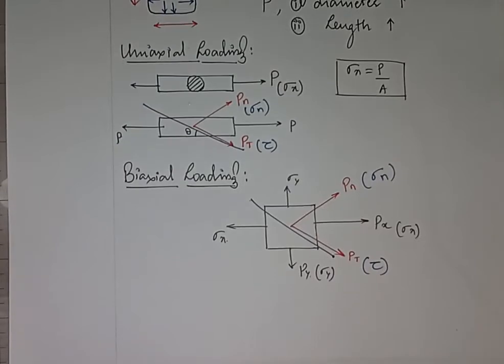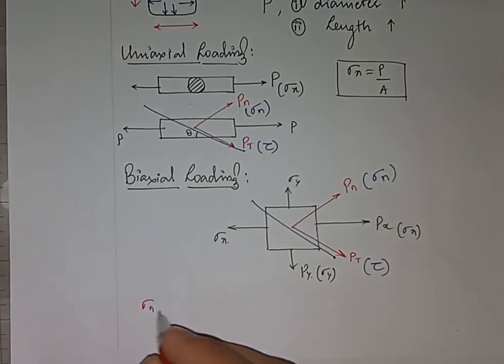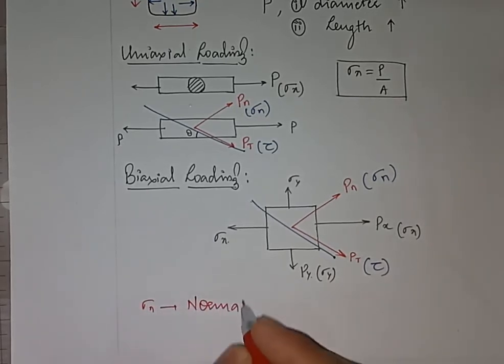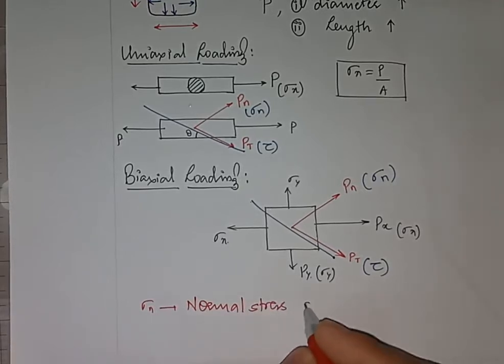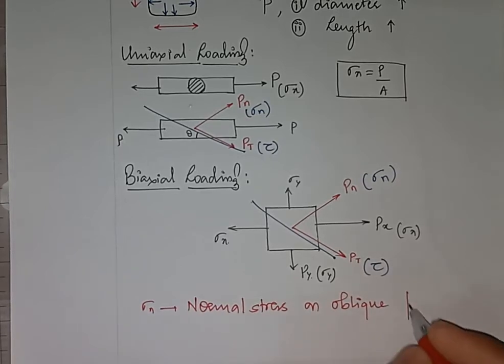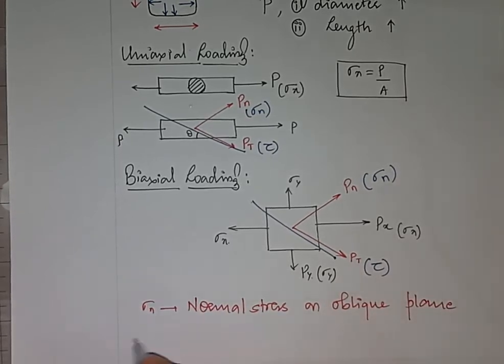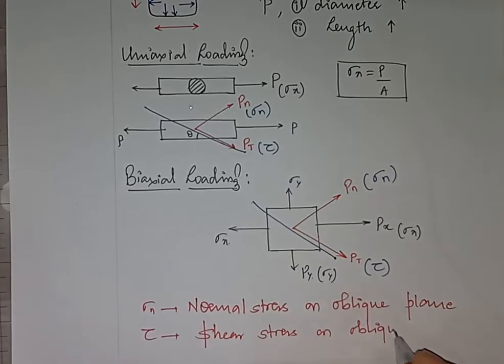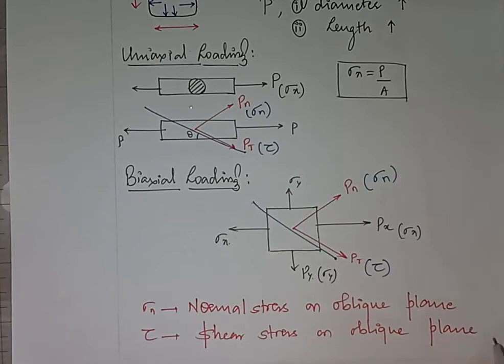So let us know what these sigma n and tau are. Sigma n is the normal stress on the oblique plane, and tau is the shear stress on the oblique plane.